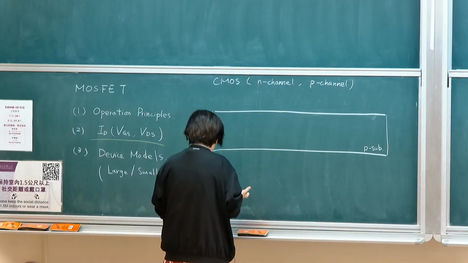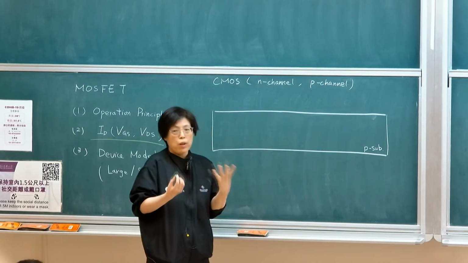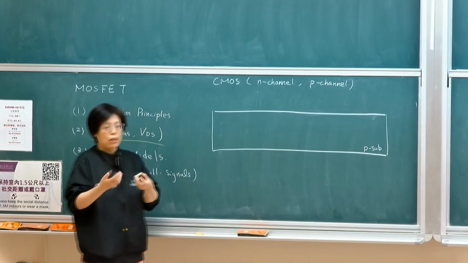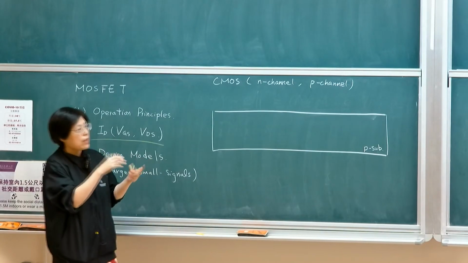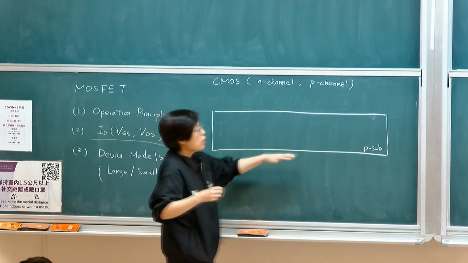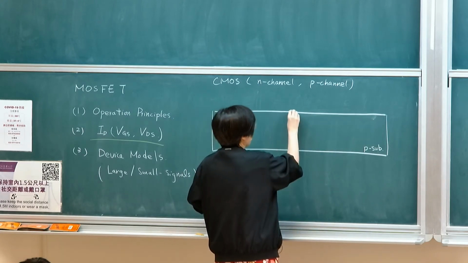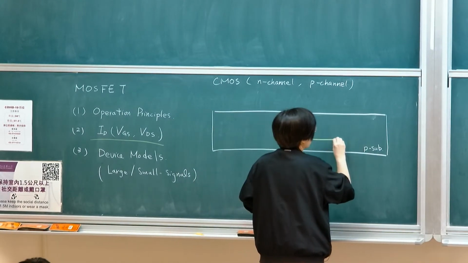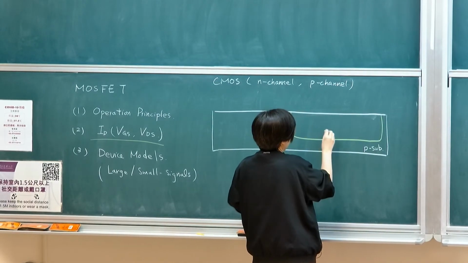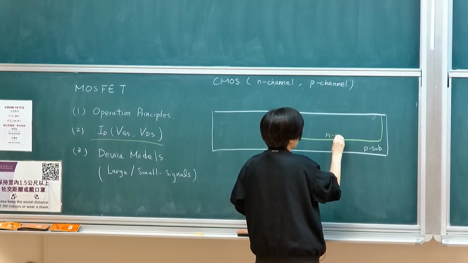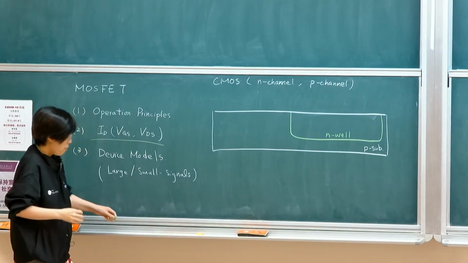The way of doing this is to generate something called a well. So the generation of a well is the same as the idea that we discussed in previous lectures, counter doping. So you start with a lightly doped P substrate, and then for the parts where you want to generate a P-channel device, we define what we call the N well.